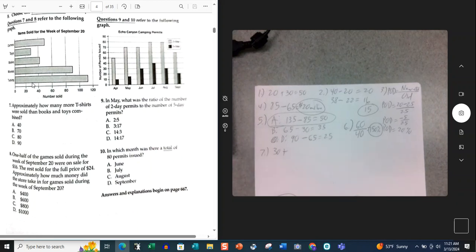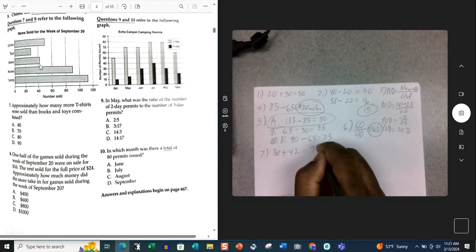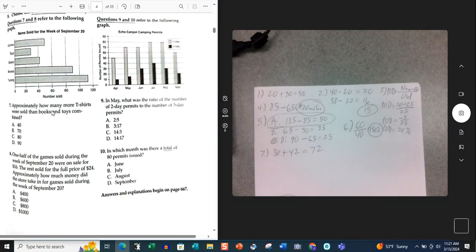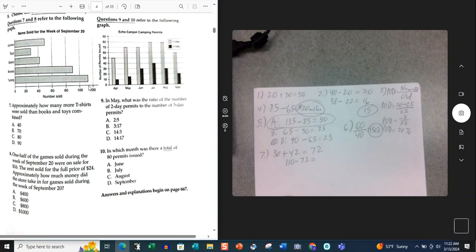And then books is about, if we look here, we might be looking at about 42. So then this would be 72 for the books and toys combined. Now we have to look at t-shirts. T-shirts look to be about 110. So we'll take 110 minus 72, which will give us 38. So it's about 38 more.